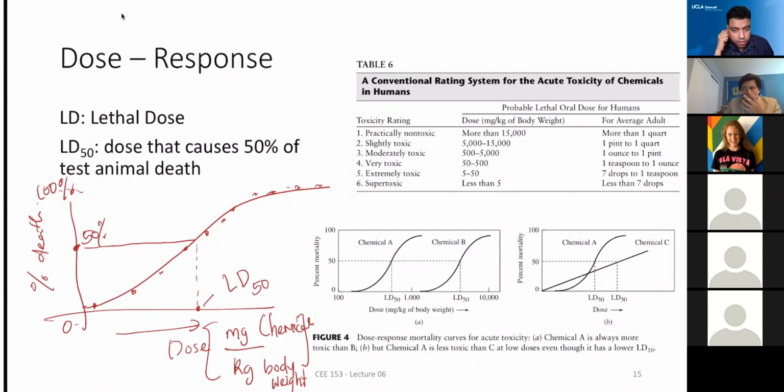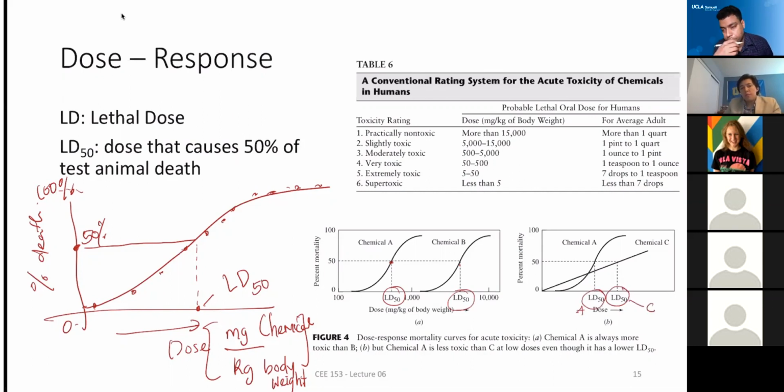Just because the lethal dose is different, the curve can be very different. For instance, for chemical A, this is the curve, and the LD50 is this amount. For chemical B, the LD50 is this amount. But sometimes the curves are not similar. For instance, one is like this here, chemical C and A. The LD50 for chemical A is here, and for chemical C is here.